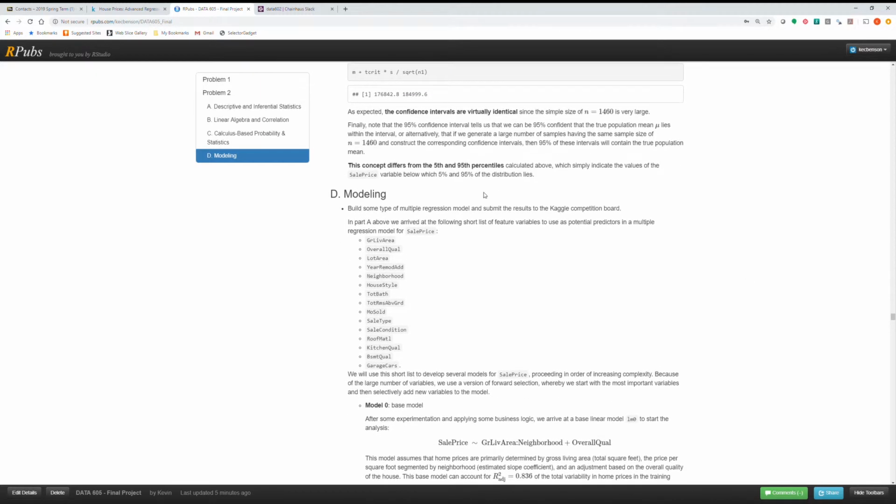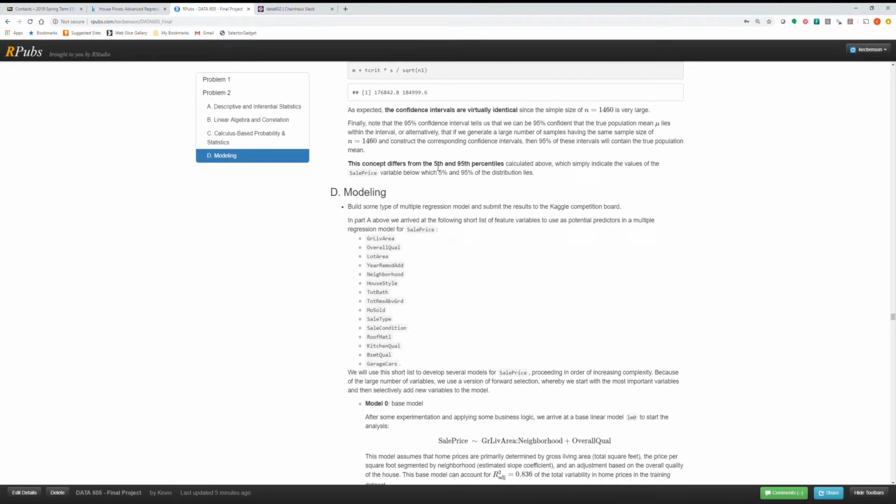And finally, it's worth noting that the concept of the confidence interval is different from the notion of the 5th and 95th percentiles. The 5th and 95th percentiles simply indicate what portion of the distribution is below the indicated values, whereas the 95% confidence interval gives you a range of where the true mean is from the population.